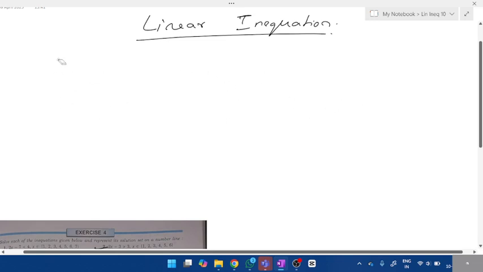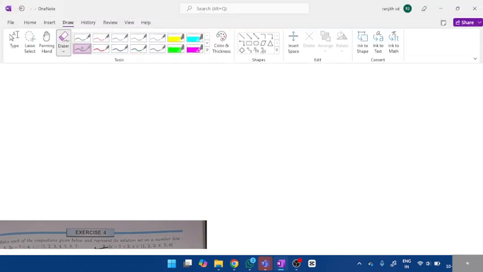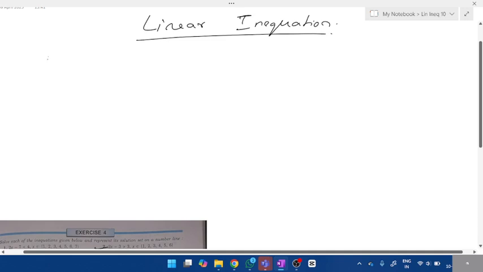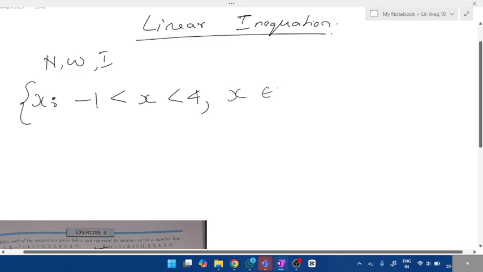Okay, in number line there are three topics. There are two ways to plot. One is for natural numbers, whole numbers, and integers. For all these, there is one way to plot. Look here. Let me give an equation: minus 1 less than x less than 4, x belongs to natural numbers.